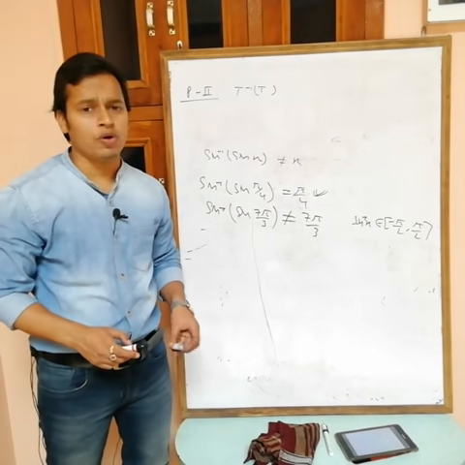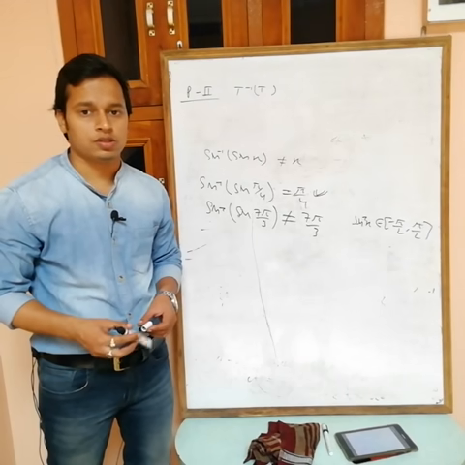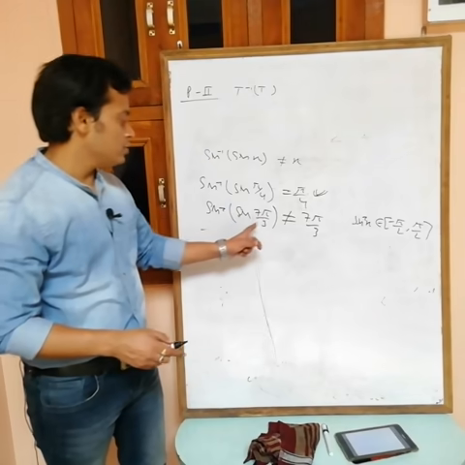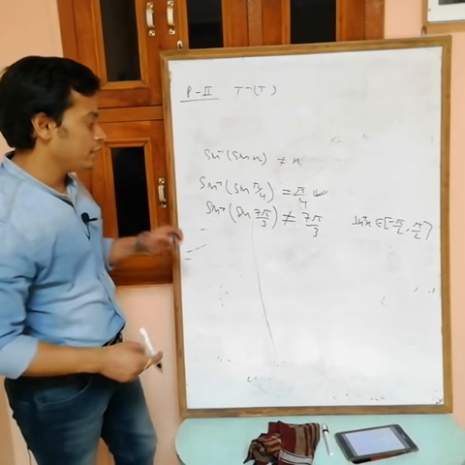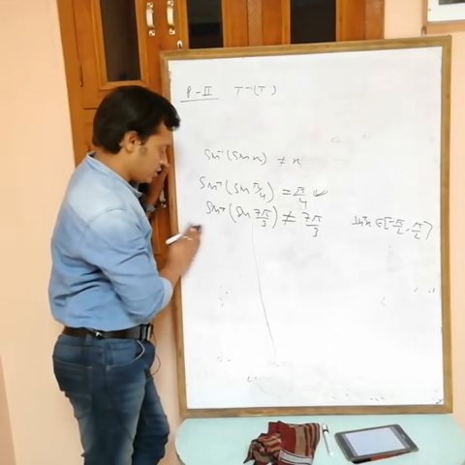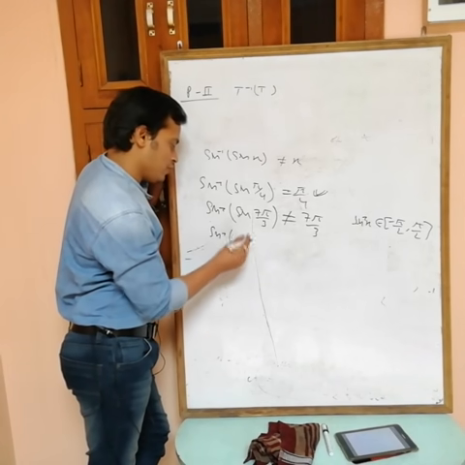7 pi by 3 is not in the range of sine inverse x. You can see 7 pi by 3 is greater than pi by 2. So this can't be the value of sine inverse. Then how do we find the value of this one? Now do another thing, as yesterday. See sine inverse, what do you want the value of?